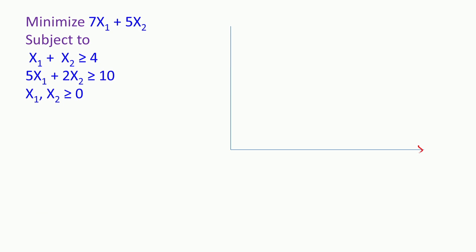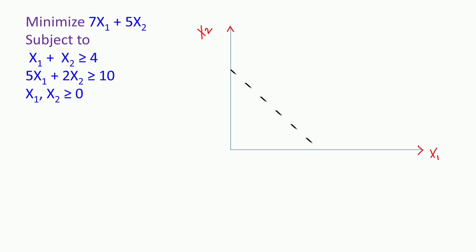And we also have x1 here as the x axis, and we have x2 here as the y axis. We now draw x1 plus x2 greater than or equal to 4. To do that, we first draw x1 plus x2 equal to 4. So x1 plus x2 equal to 4 is this line, which passes through 4 comma 0 and 0 comma 4, which are shown here.